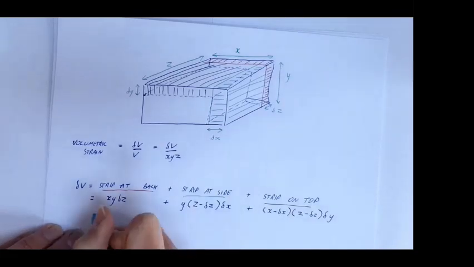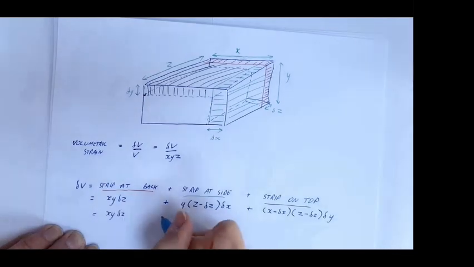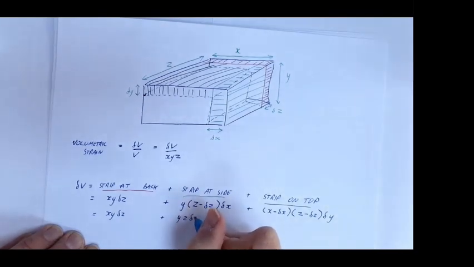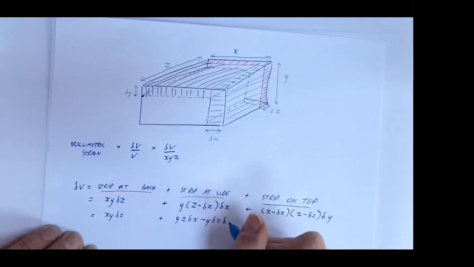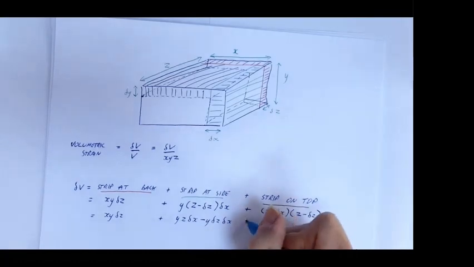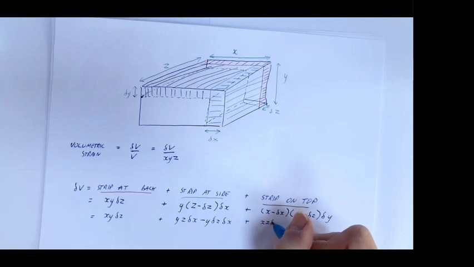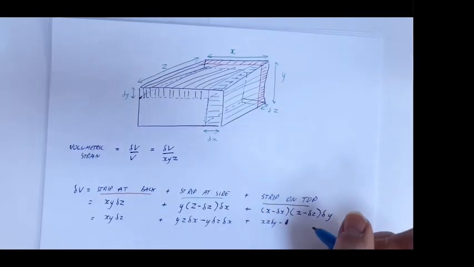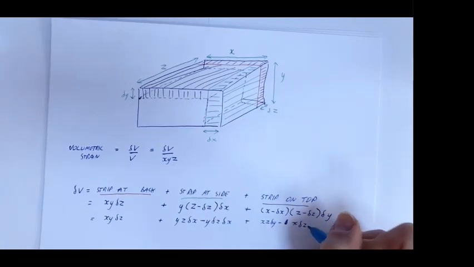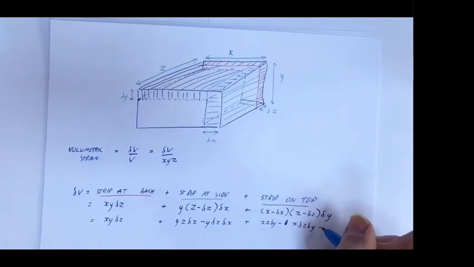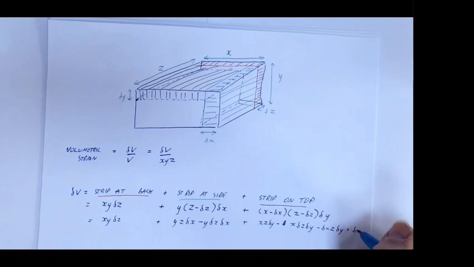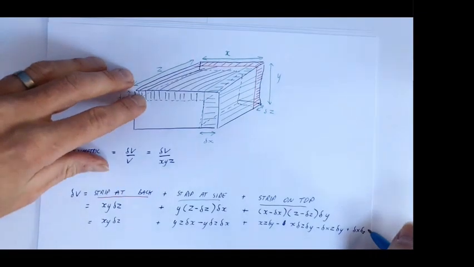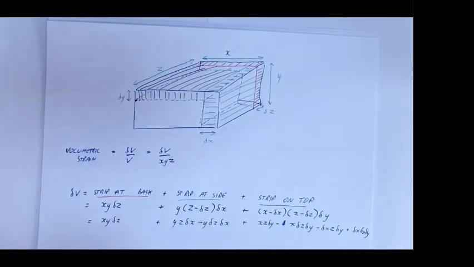So let's multiply those out. We've got x, y, delta z plus y, z, delta x minus y, delta z, delta x, plus x, z, delta y minus x, delta z, delta y, minus delta x, z, delta y plus delta x, delta z, delta y. Okay, so we can massively simplify that.